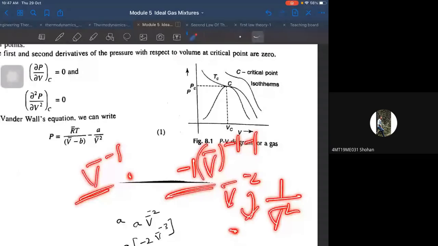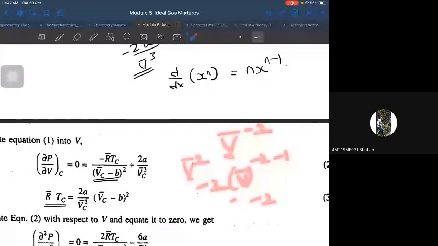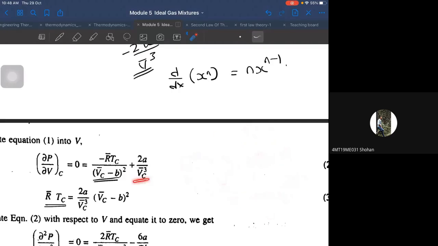So similarly, it will be (V bar minus B) whole square. And when you differentiate the other term, it will be 2A divided by V bar cube. Because here it was V bar square, when you take it to the numerator, it is V bar minus 2. When you differentiate this, it is V bar to the power of minus 2 minus 1, so minus 2 into V bar minus 3. When you take it to the denominator, it would be V bar C cube.